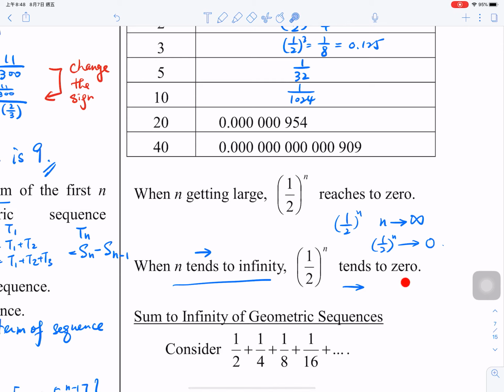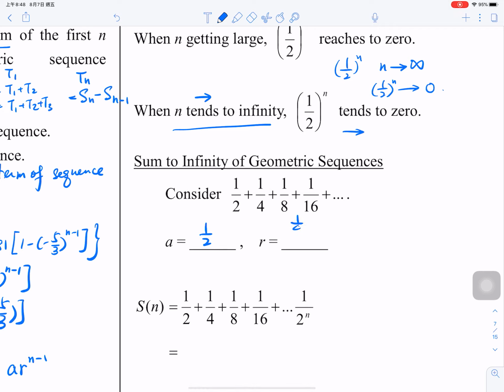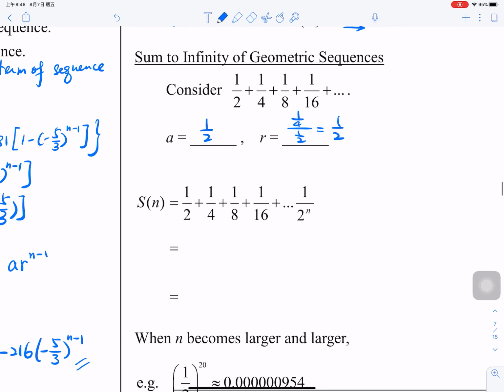Then, what does the sum to infinity of a geometric sequence mean? That means we pick, for example, 1 over 2, 1 over 4, 1 over 8, 1 over 16, etc. So the first term now is 1 over 2. How about r? r equals 1 over 4 over 1 over 2, and you see that this is 1 over 2. This is the common ratio. So how about Sn? Here 1 over 2, and there are n terms, so this to the power n.